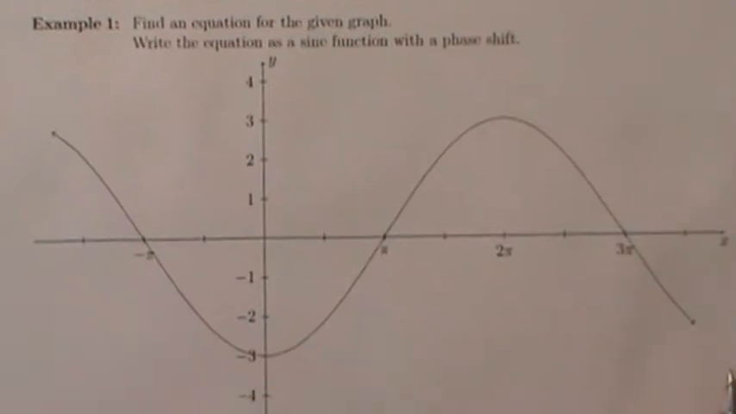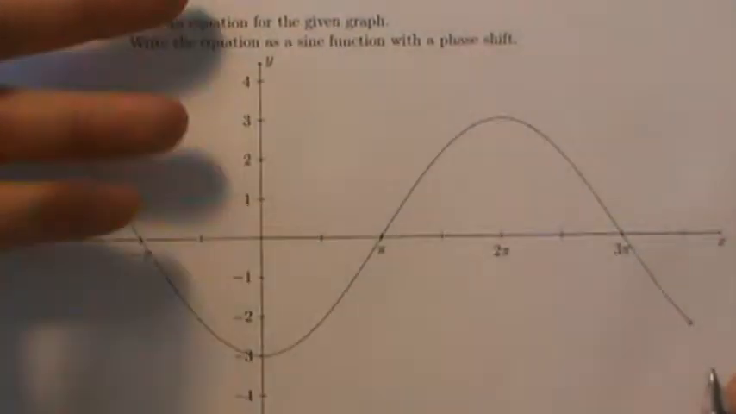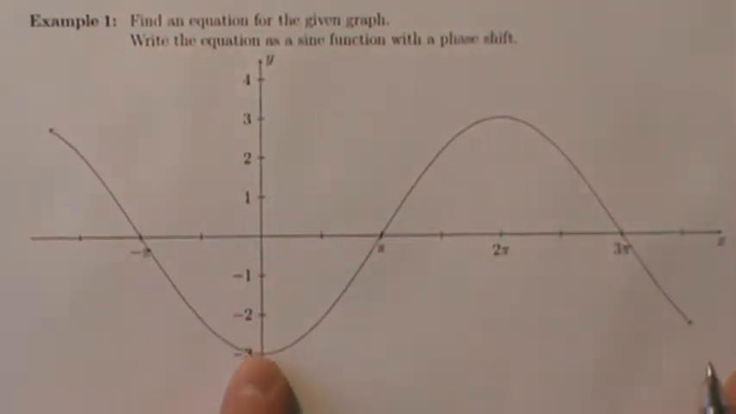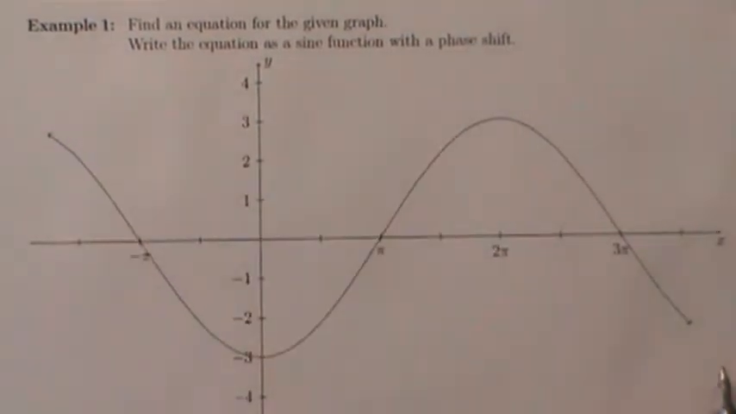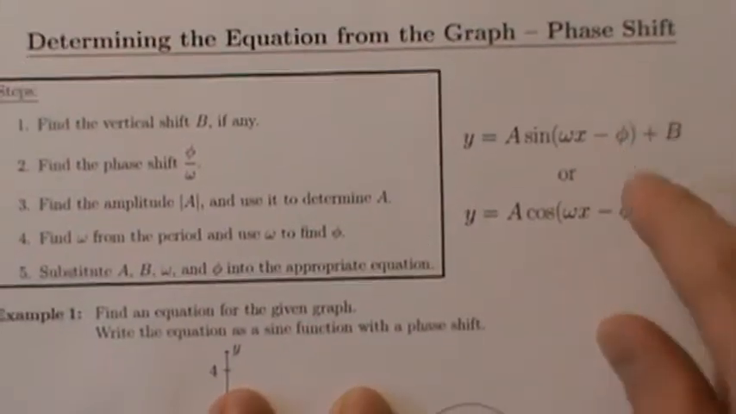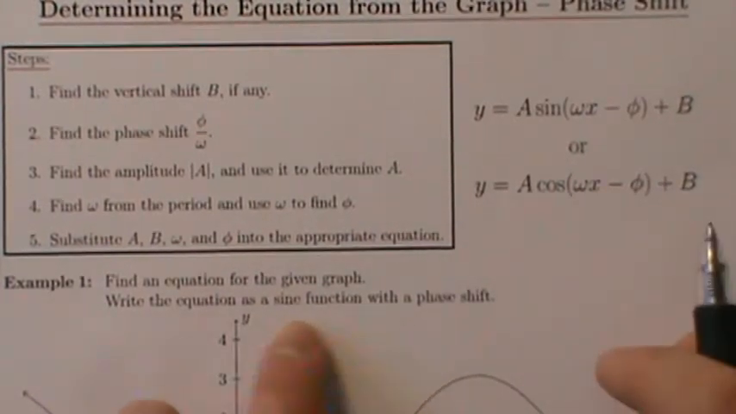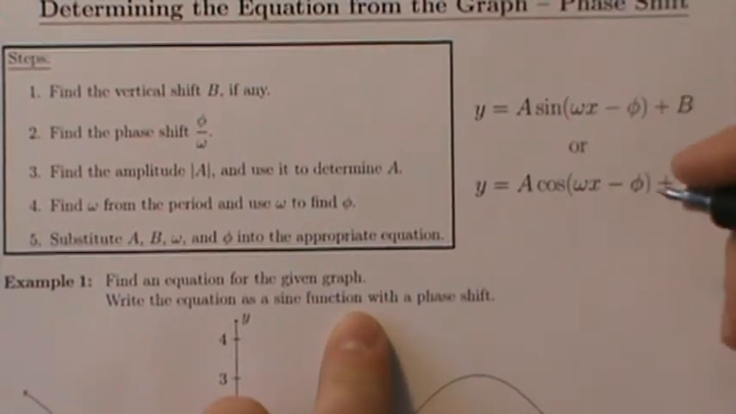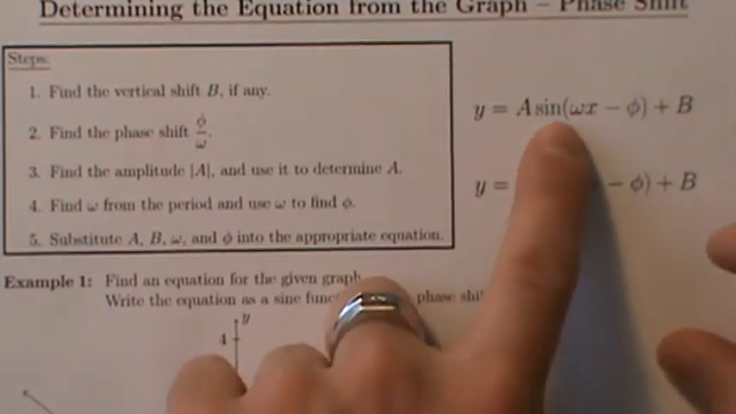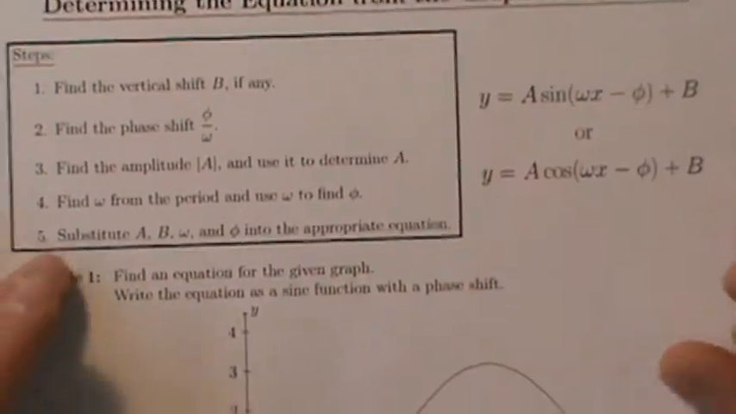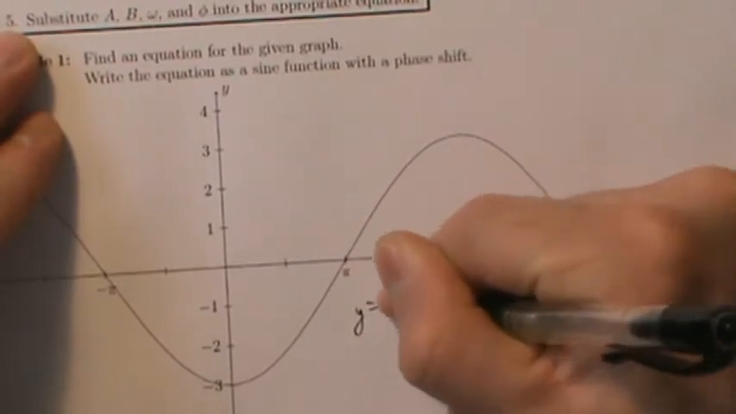But if we look at this graph here, we see it kind of looks like a cosine turned upside down. So if we do it as a cosine, it won't have any phase shift. But we want to do it with a phase shift. And also the instructions say to do it as a sine. So anyway, neither here nor there, but we're just going to do it as a sine. So our answer is going to have this form here. Okay, y equals a sine omega x minus phi plus b. So that's going to be our answer, something like that.